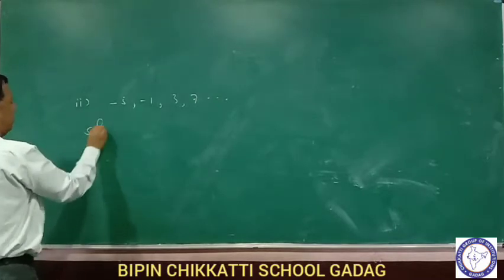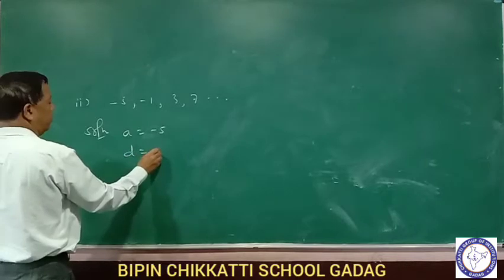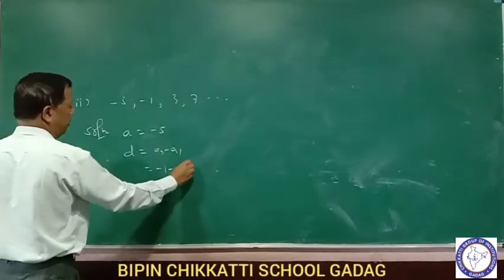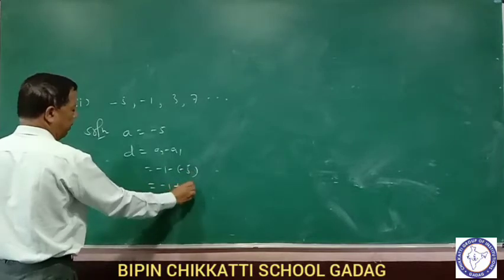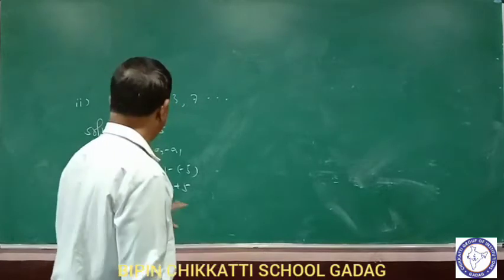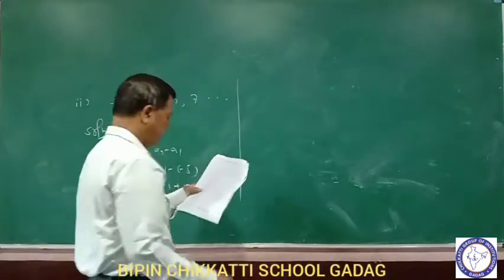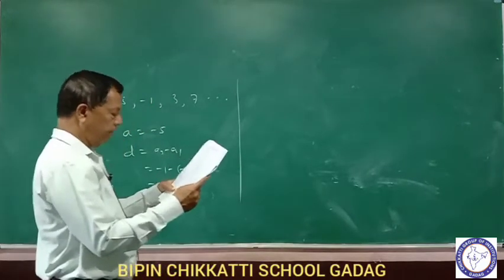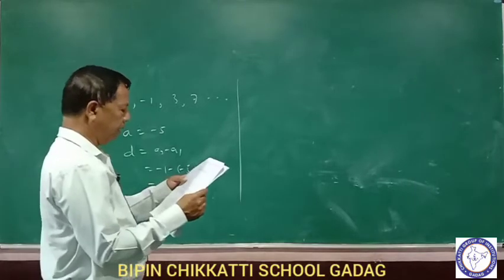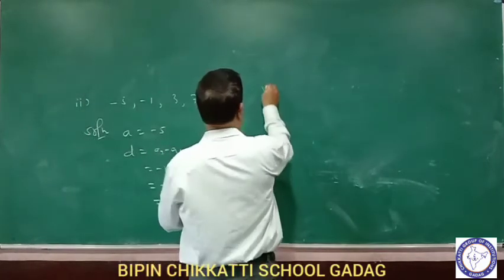Shortcut I do it. First term is minus 5, and common difference is A2 minus A1, that is minus 1 plus 5. What is the answer here? You have to see directly. The answer is 4. I don't want to go for the third one; you can go for the next. And I want to take directly the last one. Sixth one you have to see. Sixth one is what?